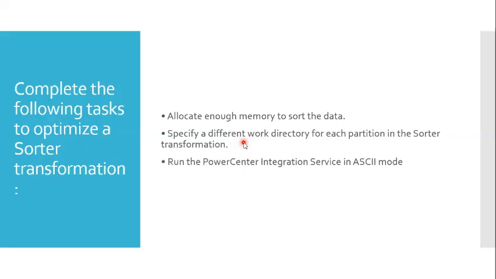So what is the main thing? First thing, allocate the memory. Second thing, specify a different work directory for each partition in the Sorter transformation. Suppose you have used multiple partitions inside your mapping, so you can configure each partition's work directory accordingly. After that, run the PowerCenter Integration Service in ASCII mode.